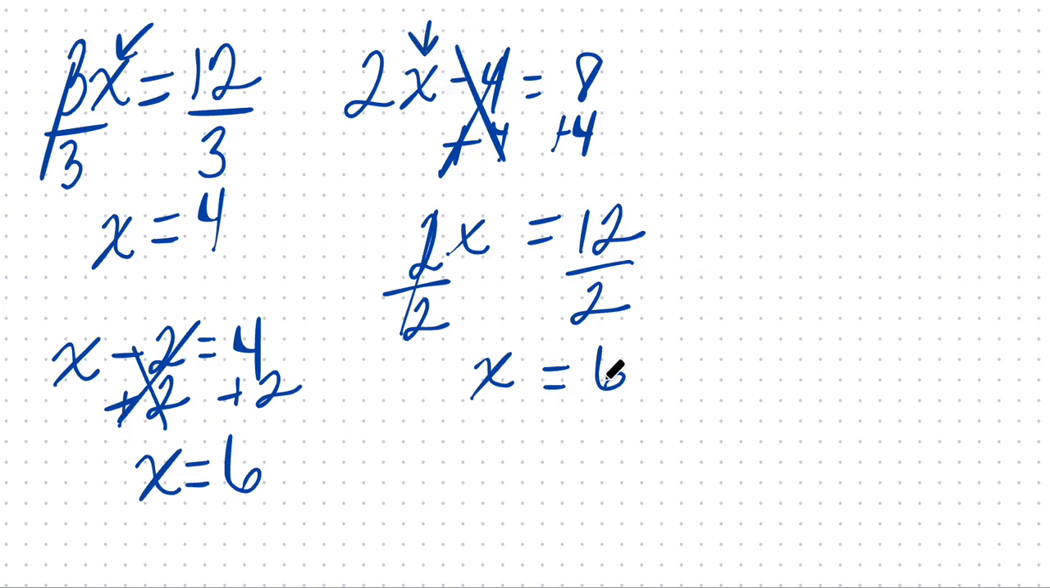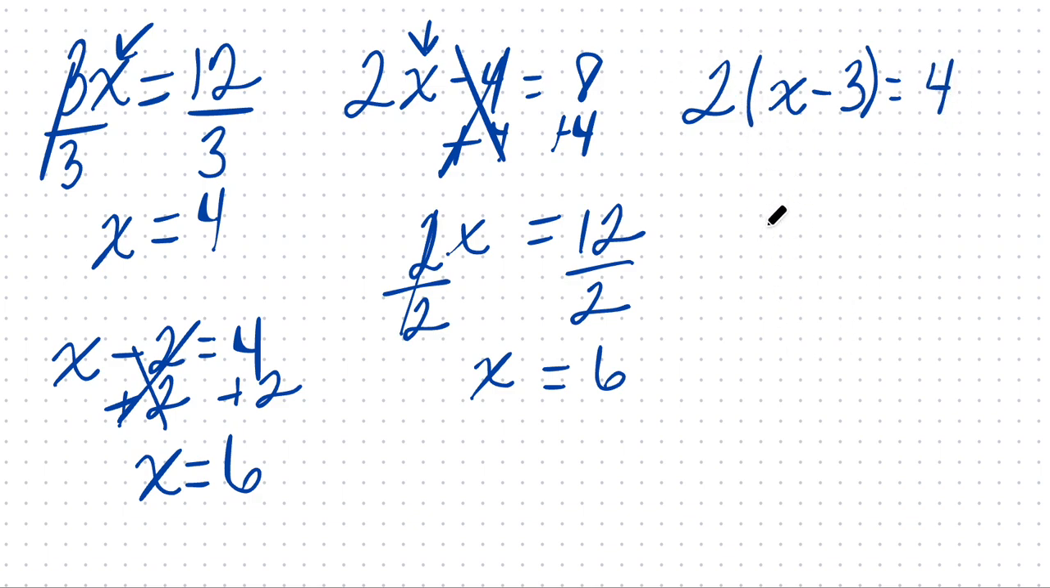I could plug it back in here to check. 2 times 6 is 12. 12 minus 4 is 8. Correct. Our last example is when we have parentheses involved. So if I have 2 times x minus 3 equals, let's put 4 here.